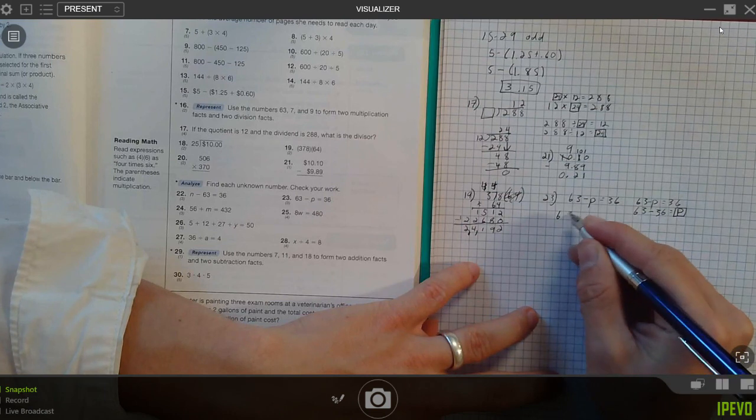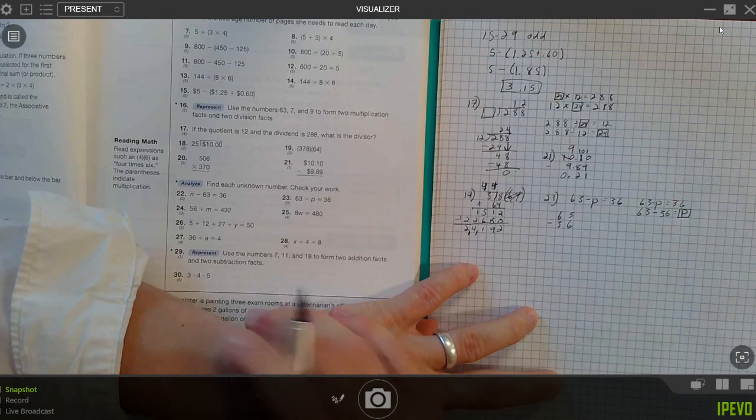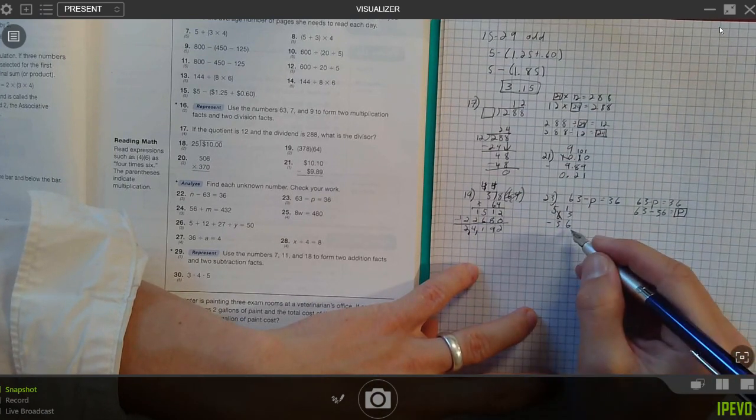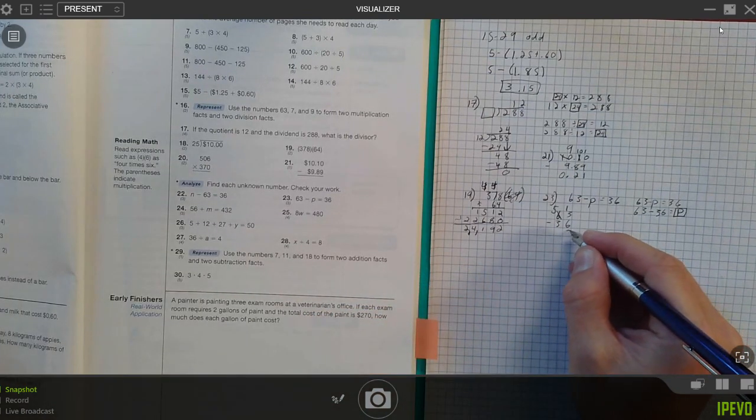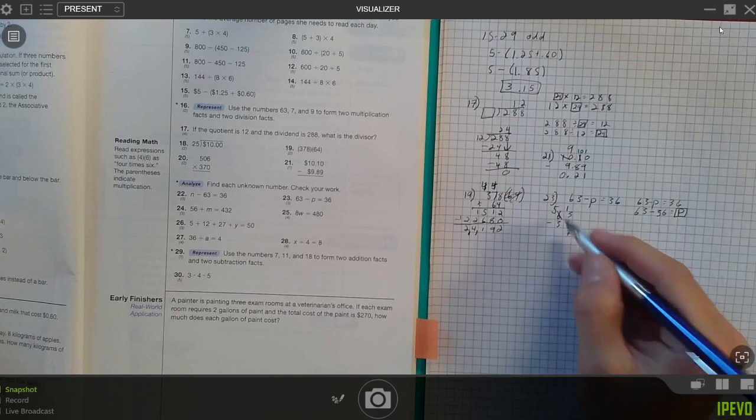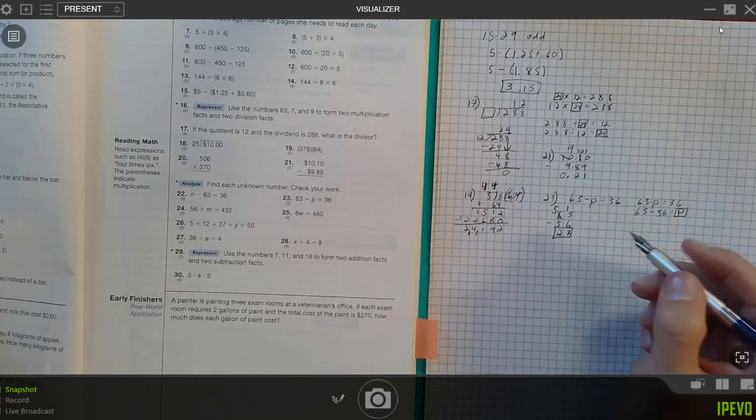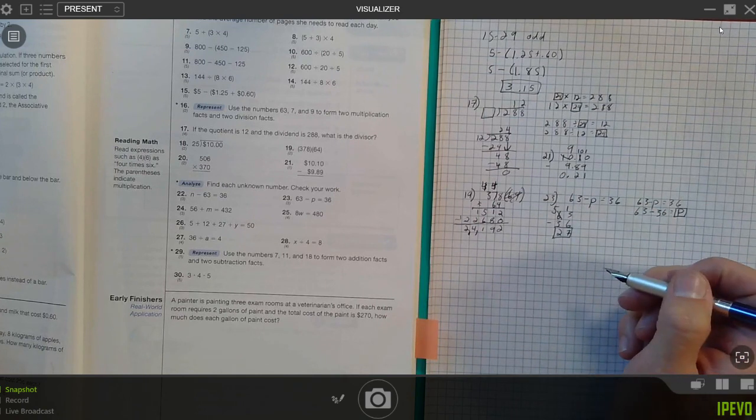I'm going to do 63 minus 36. 13 minus 6 is 7. 5 minus 3 is 2. So 27 is my answer. And I can solve that too. I can go 63 minus 27 equals 36.